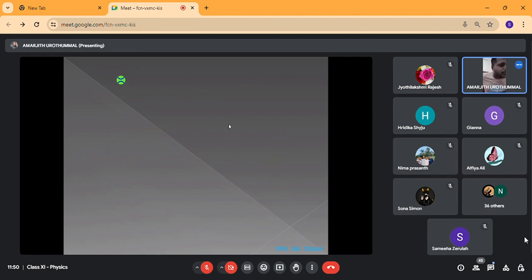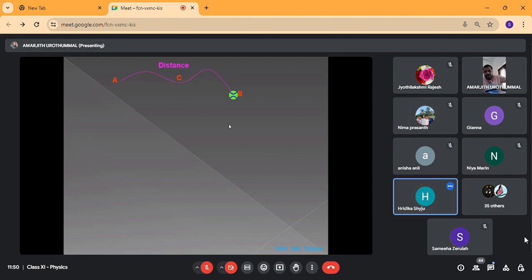Now, a final illustration for distance and displacement. Are you able to see the ball? Yes, sir. Okay, let me throw the ball then. I threw the ball and it is going like this. I am naming that path as ACB. What is this ACB? Distance. It is written there also.